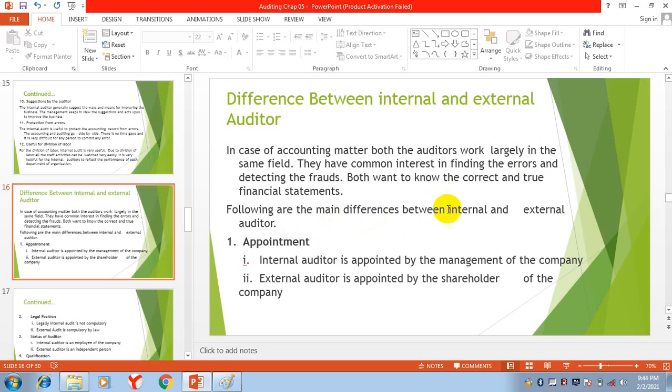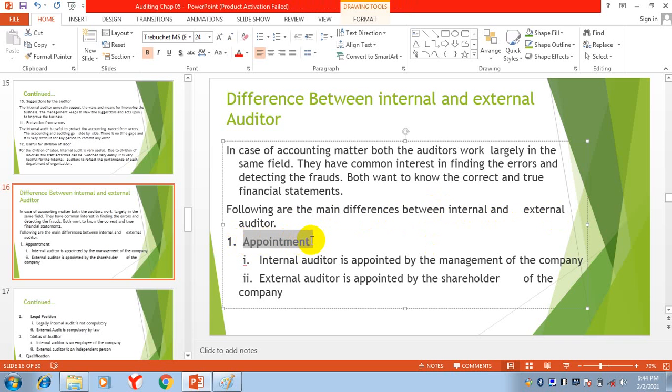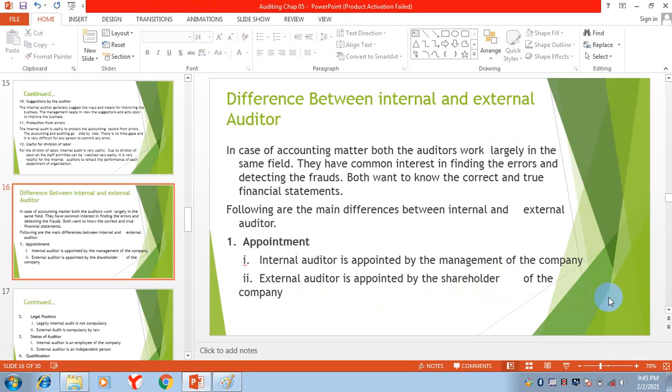Following are the main differences between internal and external auditor. The first one is appointment. Internal auditor is appointed by the management of company. Who is hiring the internal auditor? The management of the company, the board of directors. External auditor is appointed by shareholders of the company, not the management of the company. So this is the first difference between internal and external auditor.